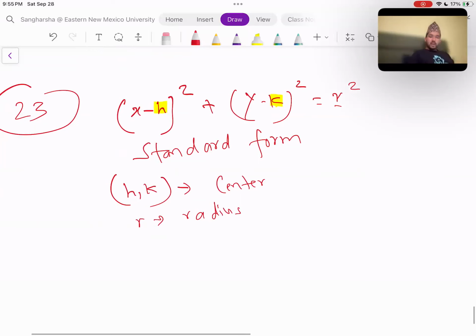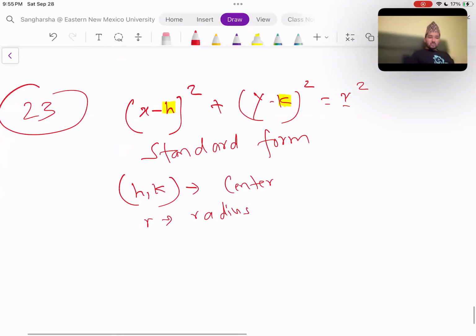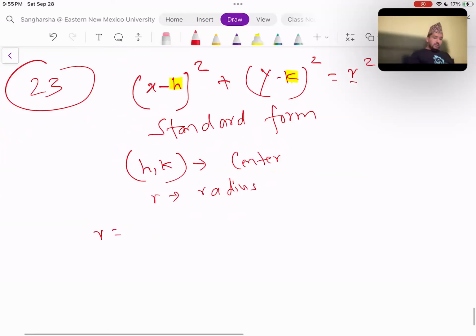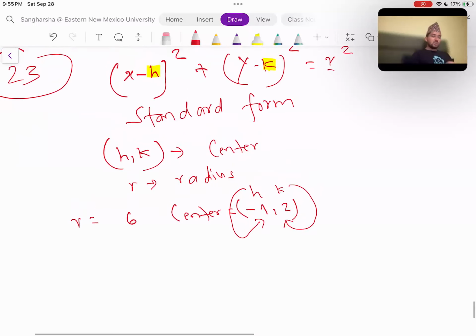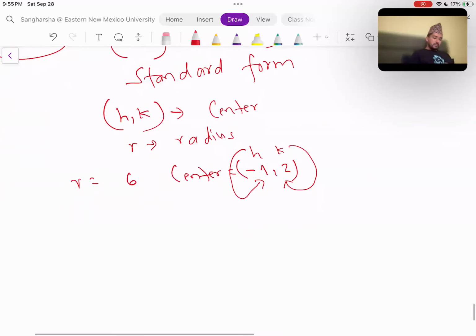Now let me go back to number 23. In 23, our r is given as 6. The center is given as (-1, 2). Center means (h, k), so this is h, this is k. So your h is -1, k is 2. And you are asked to write the standard form, which means you are substituting here. So your standard form is (x minus h) squared plus (y minus k) squared equals r squared.